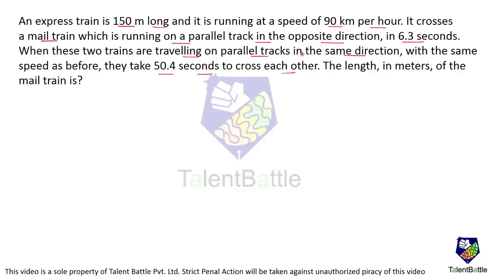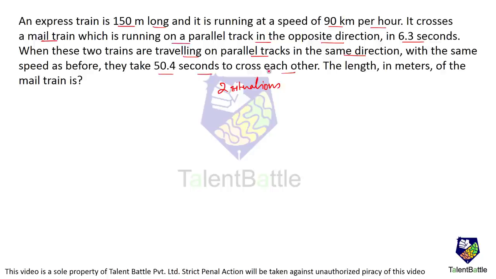Actually, this question is easy. It is a general question. The only thing is it has been slightly modified to make it look tough, but actually it is absolutely easy. The entire question boils down to two situations. One situation is when the trains are crossing each other in the opposite direction, and the other is when both trains are crossing each other in the same direction, that is, on parallel tracks.